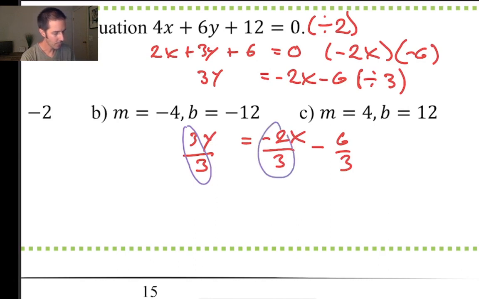The negative 2/3 can't be reduced, but the 6 over 3 can reduce. On the left-hand side, we only have the y remaining. The first term on the right-hand side, the negative 2/3 x, we can't do anything with that, so I'm going to leave it as is.